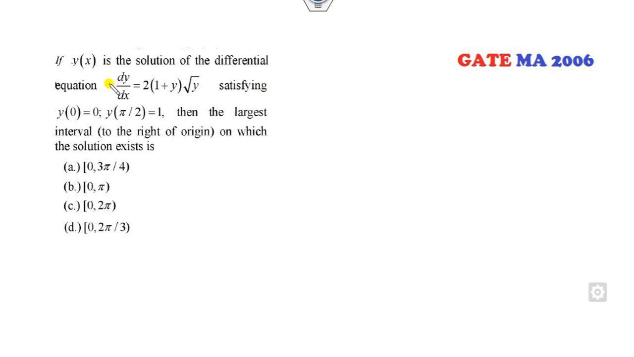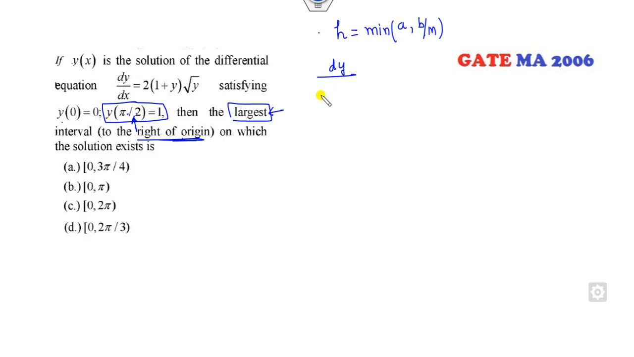Okay, look at this one. If y is the solution of this problem, we want the largest interval to the right of the origin. You can solve it like this manner, but we need the largest interval right of the origin. It means this condition will work on that, because this is the only initial condition right of the origin. So I can solve this problem by first thinking about here.